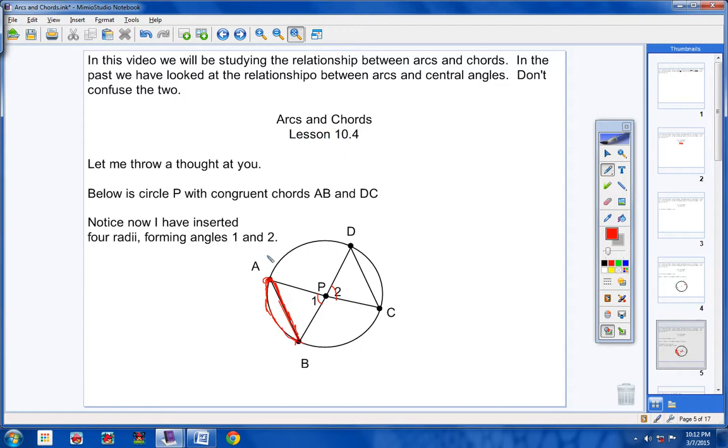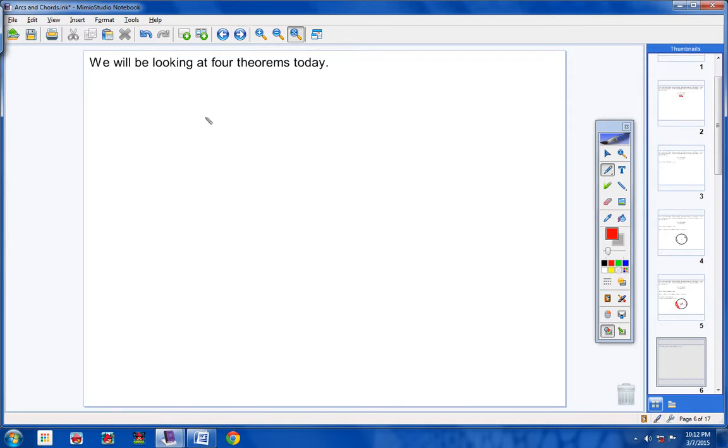Alright? So with that in mind, let's go ahead and jump into this, okay? We're going to be looking at 4 theorems today. You're responsible for all 4 of these. Please take really good notes. I will go slow. I will explain them well, but please take good notes and listen, okay? So, here we go. Let's start with Theorem 10.5.